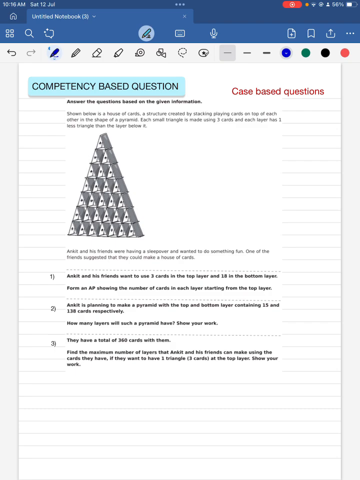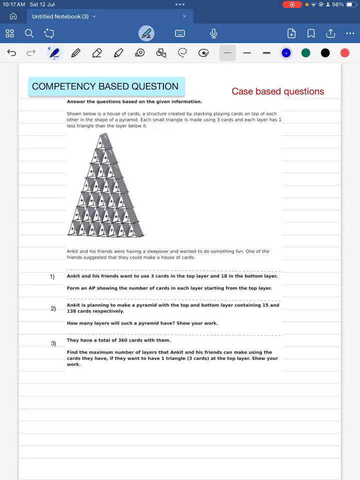Now Ankit and his friends were having a sleepover and wanted to do something fun. One of the friends suggested that they could make a house of cards. Now in the first part, they're asking you to find out. Ankit and his friends want to use 3 cards in the top layer and 18 in the bottom layer. Form an AP showing the number of cards in each layer starting from the top layer.